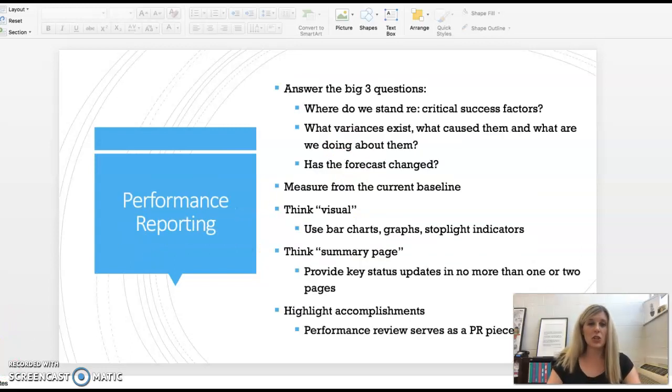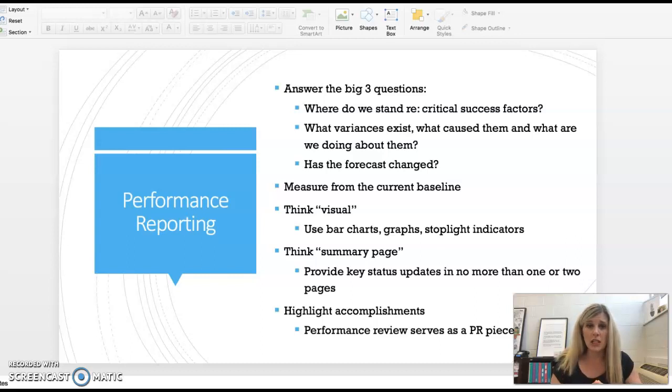I'm going to jump down to performance reporting. The reason I'm doing this is because these are tools to help you control the project, making sure that you are constantly going back to answering three big questions. Where do we stand with critical success factors? Schedule, scope, budget, and quality. All are so very important.